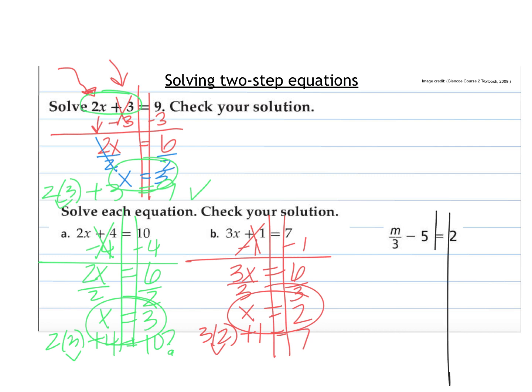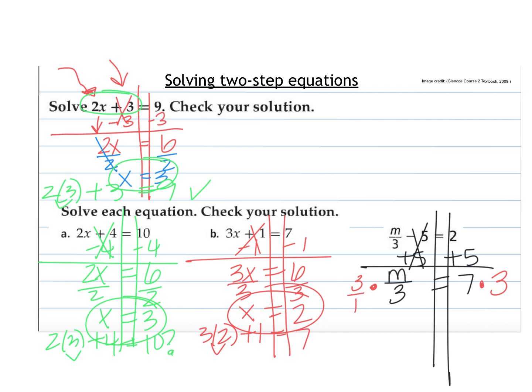Okay, last one on this slide. M divided by 3 minus 5 equals 2. So something divided by 3 and then subtracting 5 equals 2. We're going to add 5 to both sides because the subtraction happened last. So we're going to undo it and have that be first. We bring down my m divided by 3. That cancels. 2 plus 5 is 7. Then remember, if we have a variable and it's being divided by something, we do the opposite and we multiply.